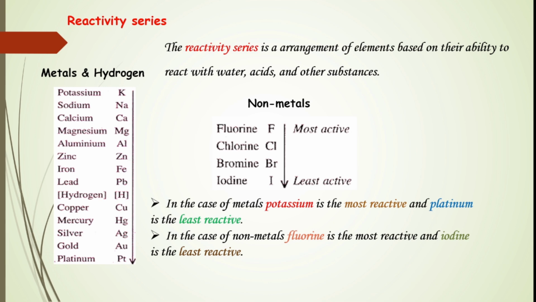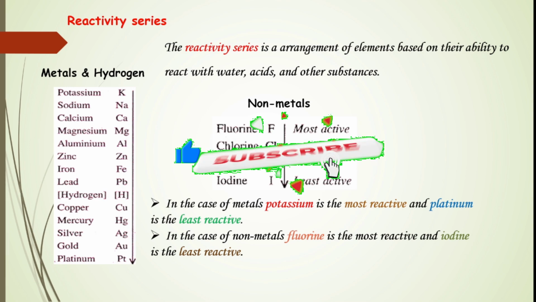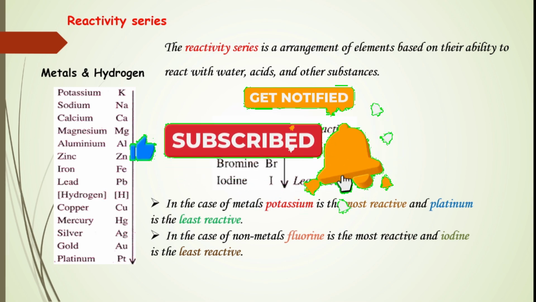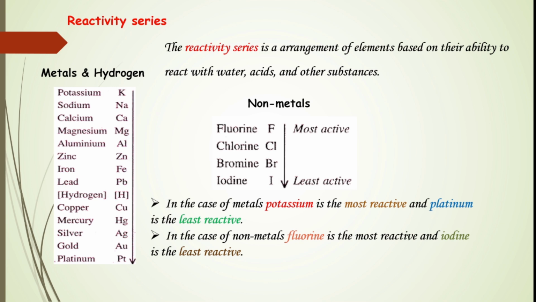The most reactive metal or element is at the top and the least reactive metal is seen at the bottom of the series. It means that the elements at the top of the series are highly reactive, and those at the bottom are the least reactive, and they do not easily take part in chemical reactions.